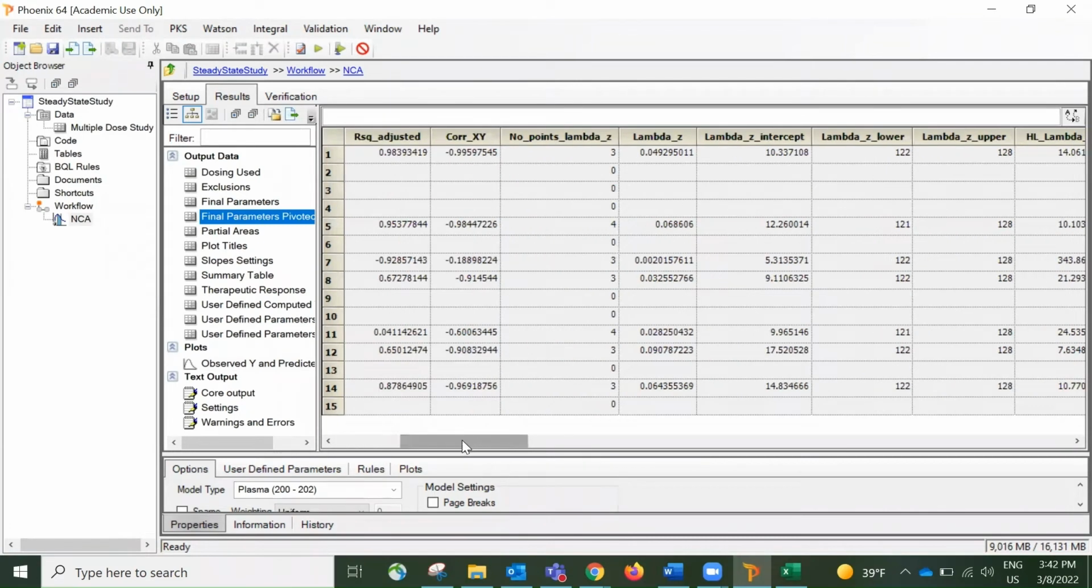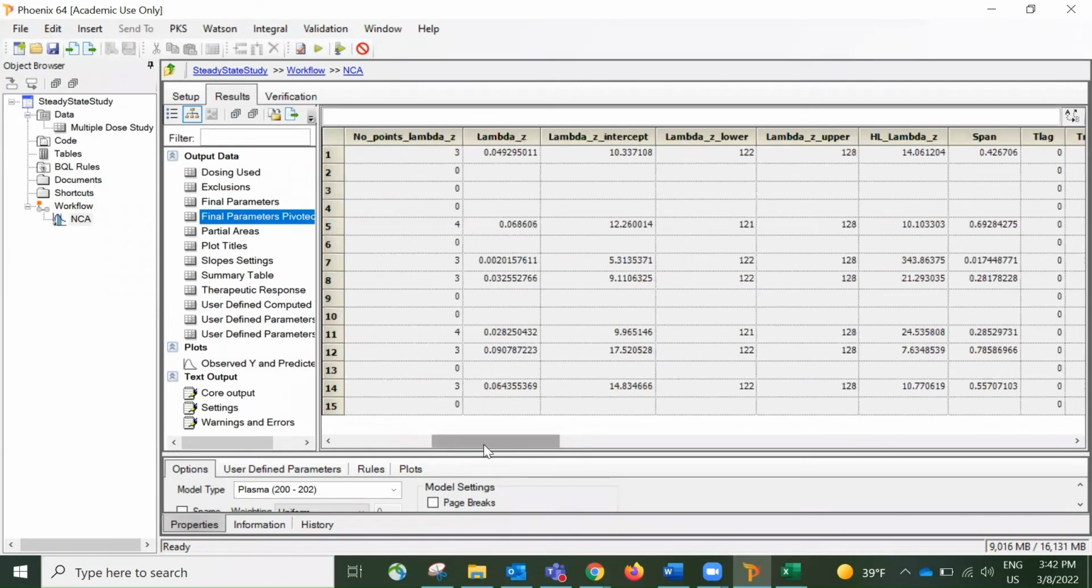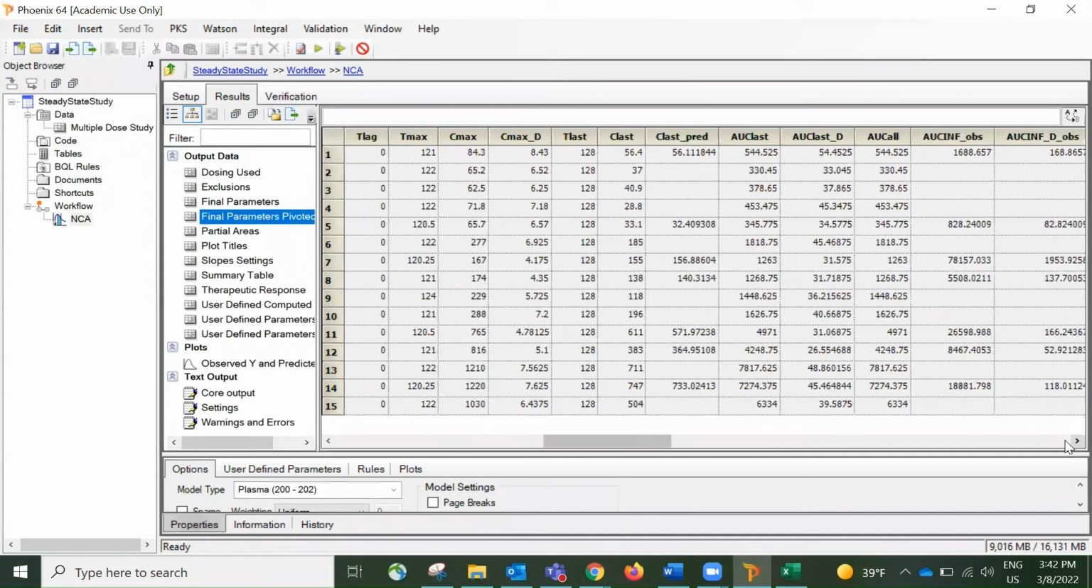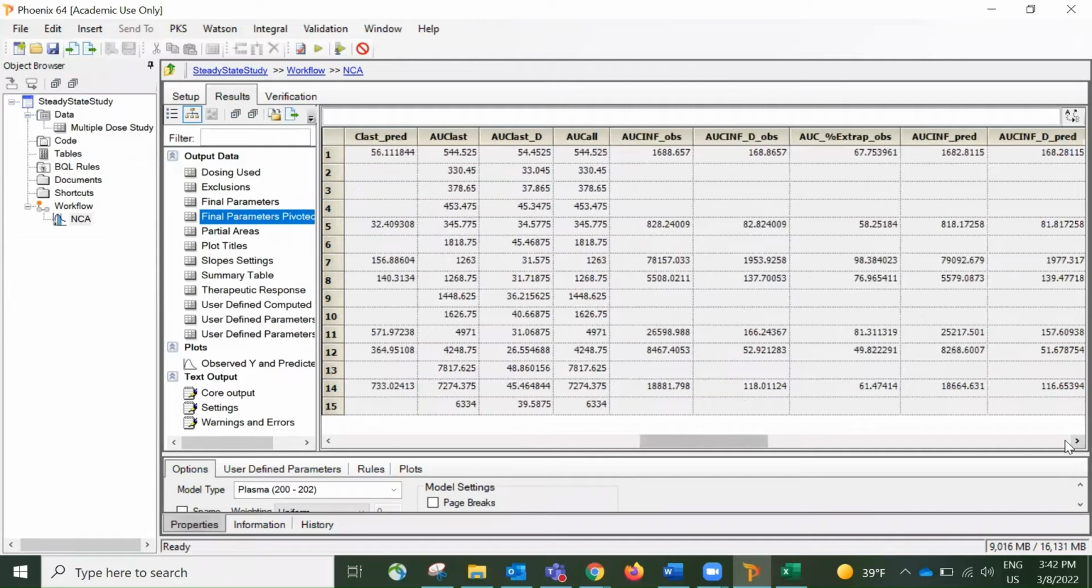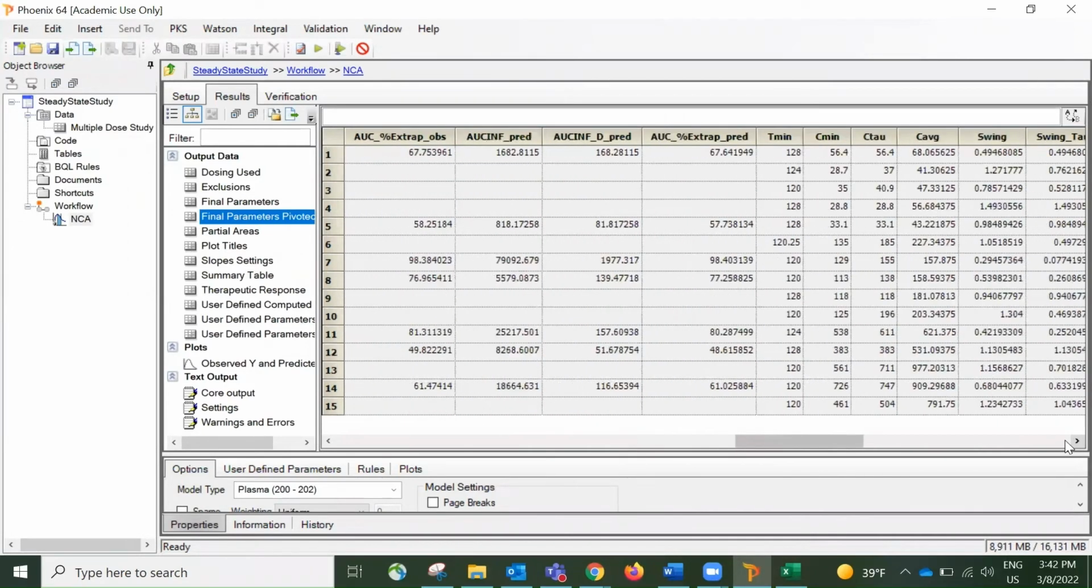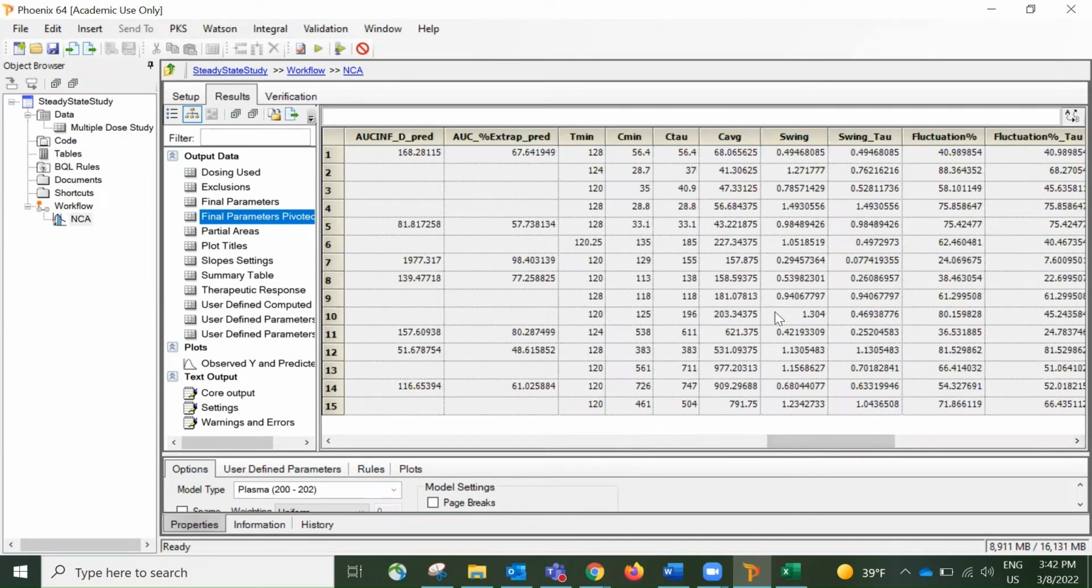Since this is an NCA analysis for steady state, there are several PK parameters that we usually don't see for regular NCA analysis. I'm scrolling to the right to see those parameters. Starting from this column, we have Tmin. Tmin is the time when the Cmin happens, and Cmin is the column right next to Tmin. This is the minimum observed concentration.